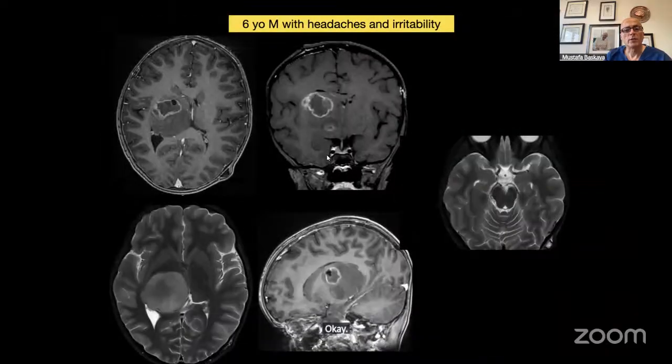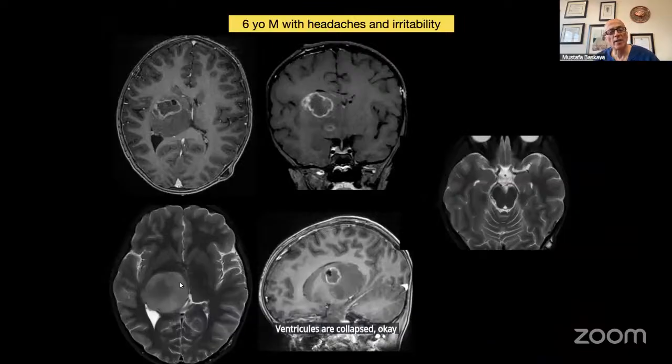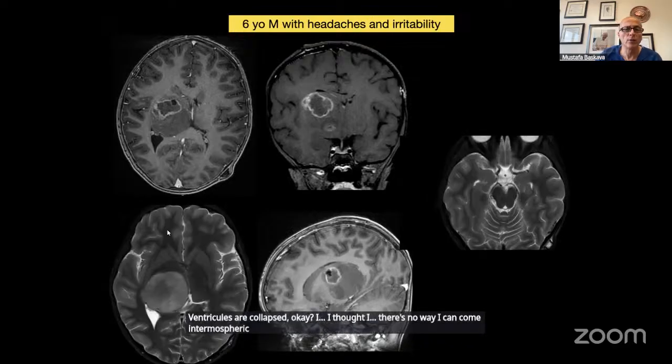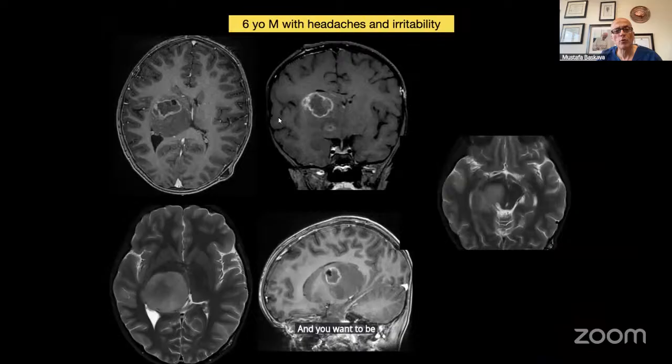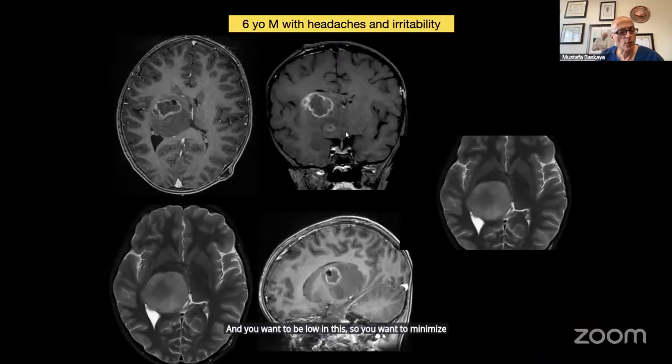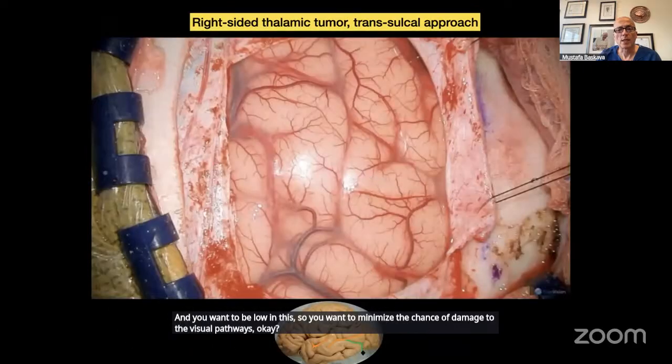And another one, a 6-year-old. This is a previously biopsied GBM at an outside facility and shunted. There is a shunt. Ventricles are collapsed. Okay. I thought there's no way I can come interhemispheric or any way to reach this tumor. So that's why I did the transcortical approach in this one. And you want to be low in this, so you want to minimize the chance of damage to the visual pathways. Okay. So that's what we did.